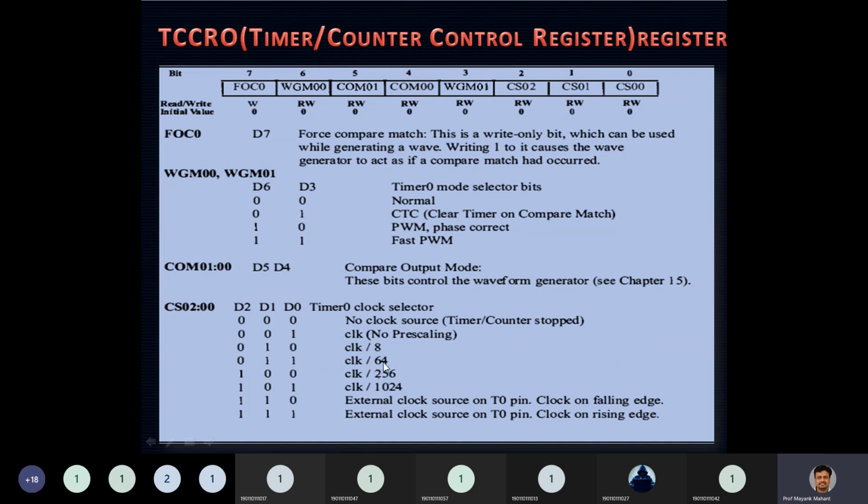Consequently, clock divided by 64, clock divided by 256, clock divided by 1024, and the rising and falling edge of an event occurring at the T0 pin of your AVR microcontroller, you will be selecting with the help of 110 or 111 of CS02 to CS00.